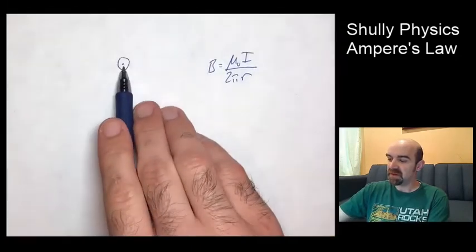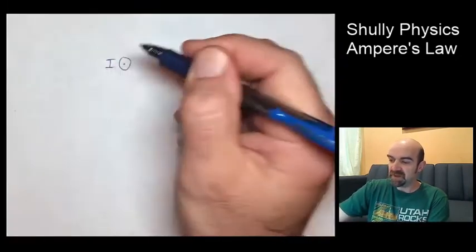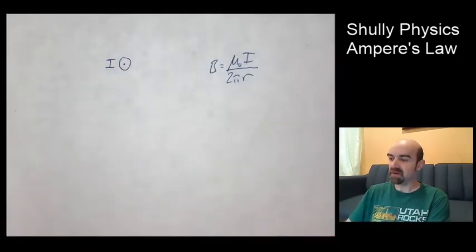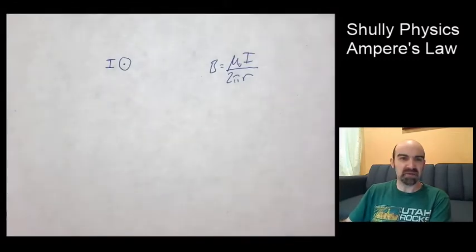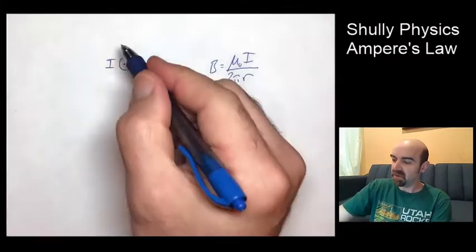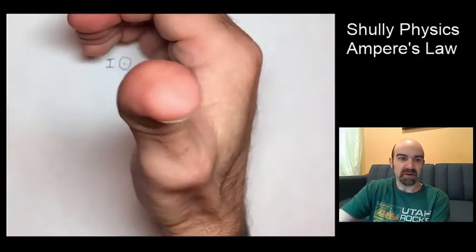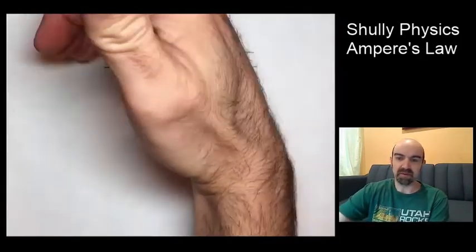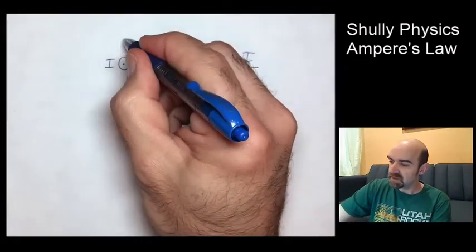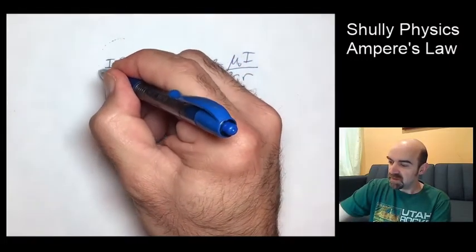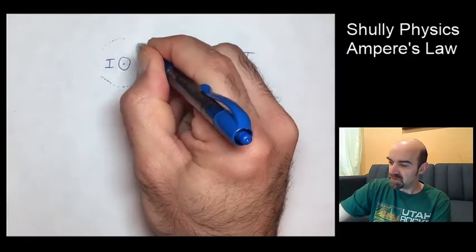So here I have a conductor with a current I coming out of the page. We're looking at it head on. So what kind of magnetic field would it have around it, or what would that look like? Using the right hand rule, the current coming out of the page, the magnetic field would curl around it in this kind of circle.